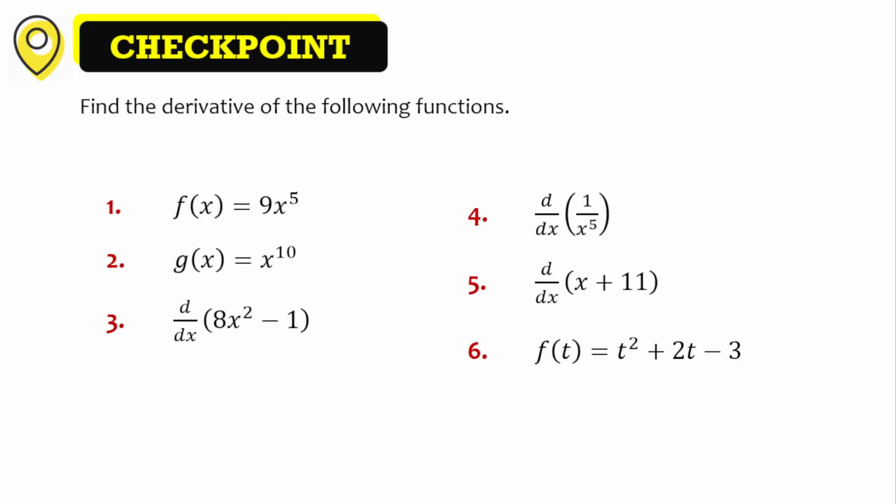So try these examples from items 1 through 6. And for item 6, you just need to use f prime of t to get the derivative. So f prime of t, then just differentiate each term, just like we did in the last example, but we are operating under the variable t. So with respect to the variable t, the derivative of t squared is just 2t. The derivative of 2t is just 2. The derivative of a constant is 0. So the answer here is f prime of t is equal to 2t plus 2.